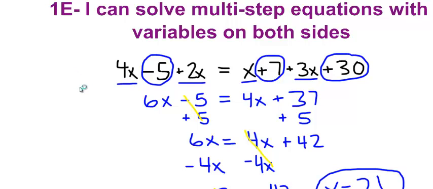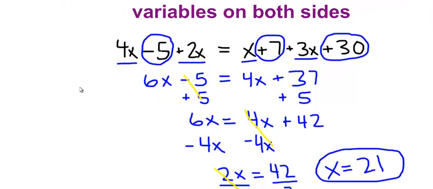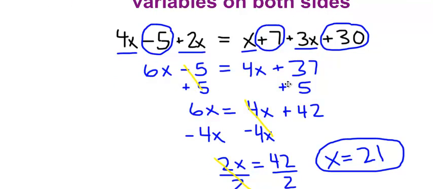If we look at this first video, we can see that the first thing we have to do is combine like terms. Not the first video, sorry, the first problem. From there, you're going to add 5 over, subtract 4x, and that leaves you with 2x equals 42, where you will divide by 2 to get your solution of x equals 21.